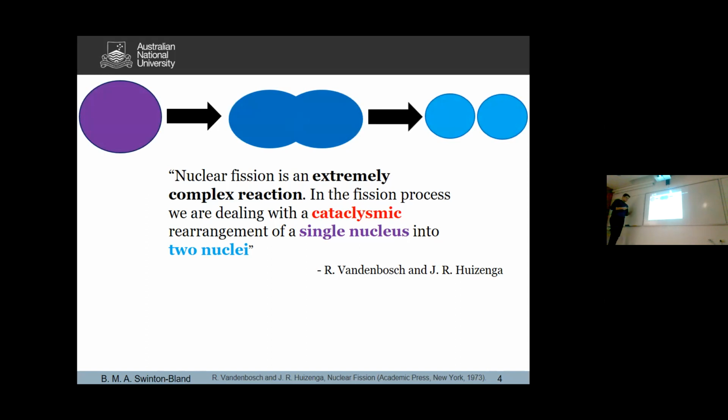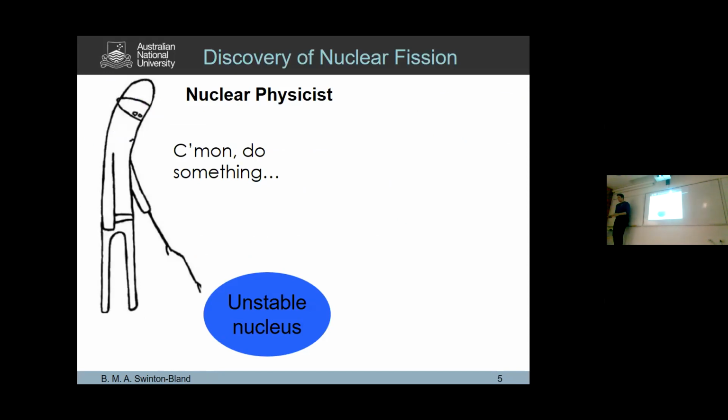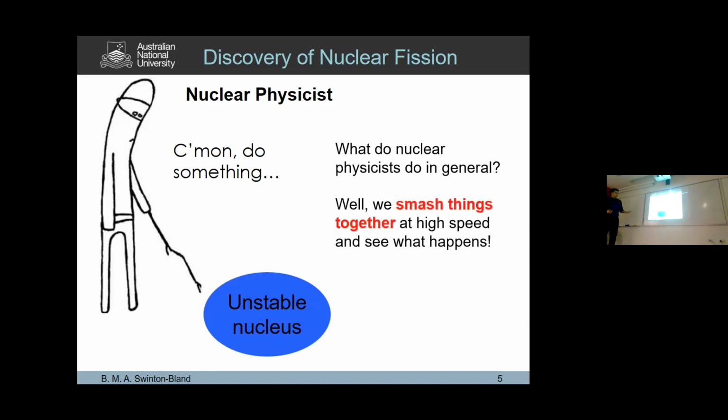Okay, so how do we discover something like this? It's a cataclysmic reaction. It doesn't sound very safe to study in the lab. So how do they do this? Well, let's look at our standard nuclear physicist. Our standard nuclear physicist is just looking at the nucleus and going, give me information. We want to prod, probe, and interrogate the nucleus to give us information about itself. And the way we usually do that is we smash things together at high speed. That's how I describe myself as a nuclear physicist.